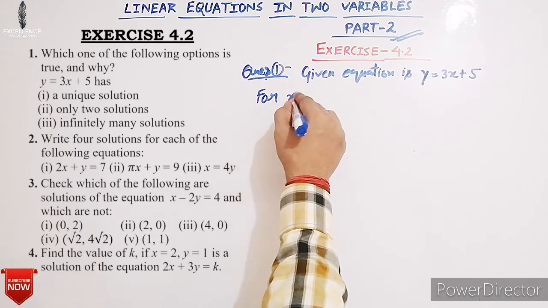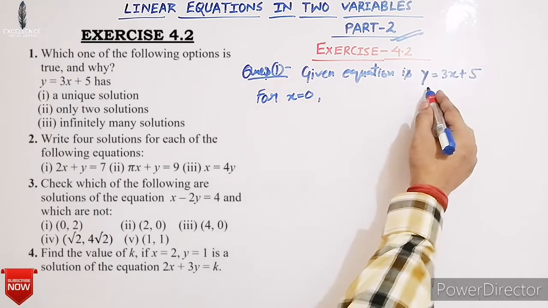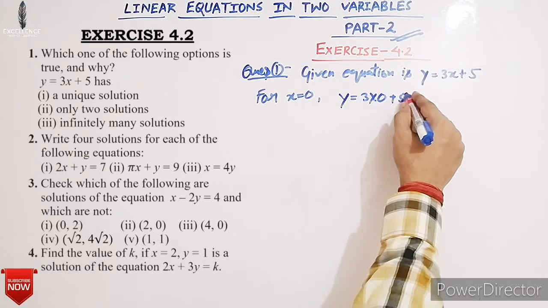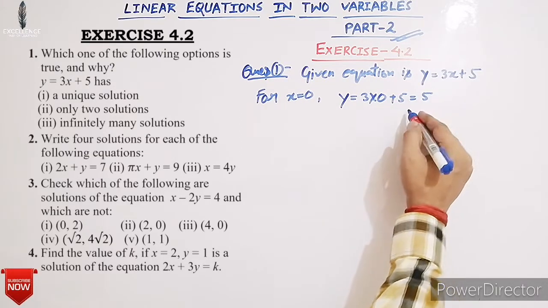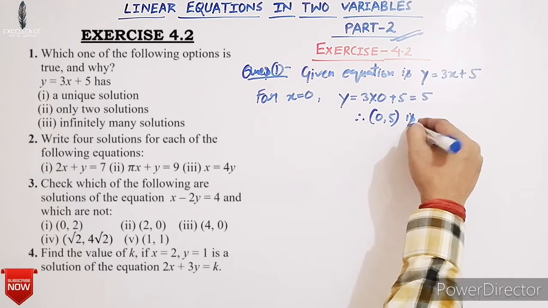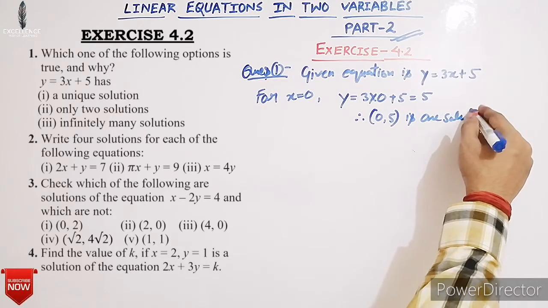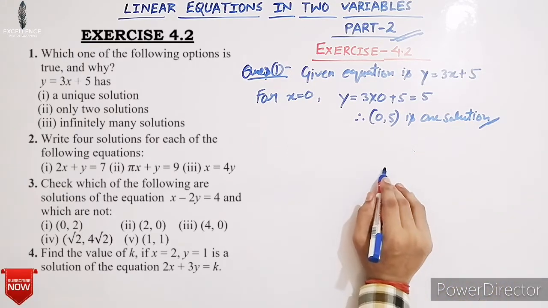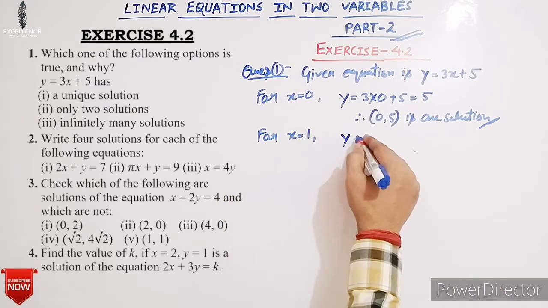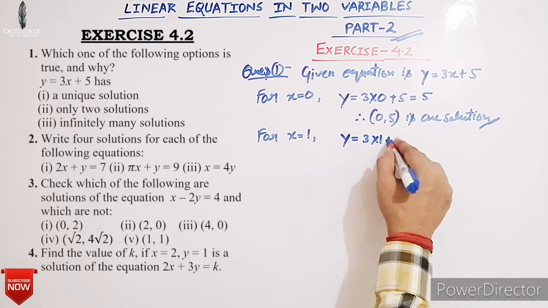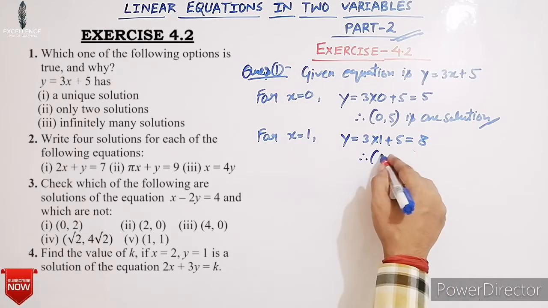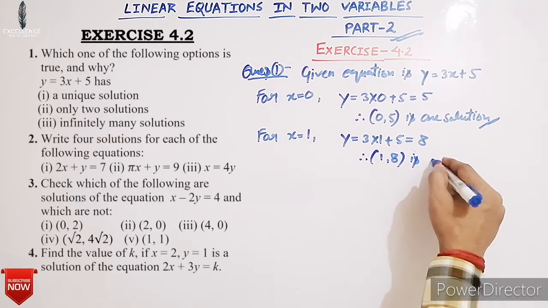Let's justify it. For x is equals to 0, put x is equals to 0 in this equation. So we have y is equals to 3 into 0 plus 5, that is equals to 5. So when x is equals to 0, we get y is equals to 5. So 0 comma 5 is one solution. Now for x is equals to 1, we have y is equals to 3 into 1 plus 5, that is equals to 3 plus 5, that is 8. So 1 comma 8 is another solution.